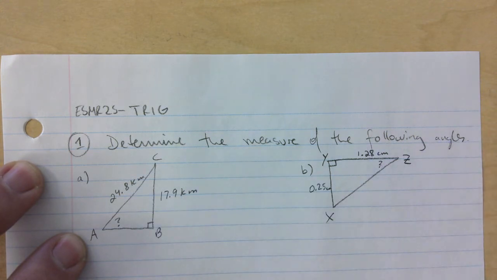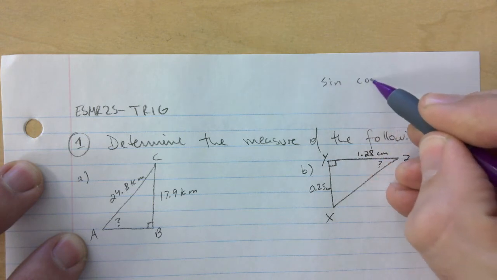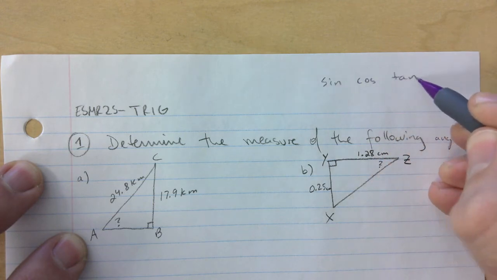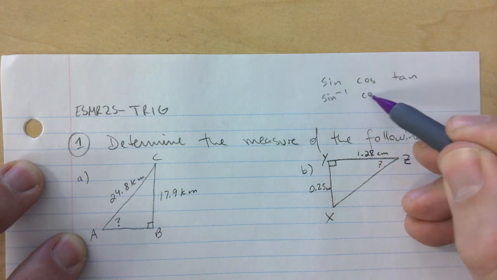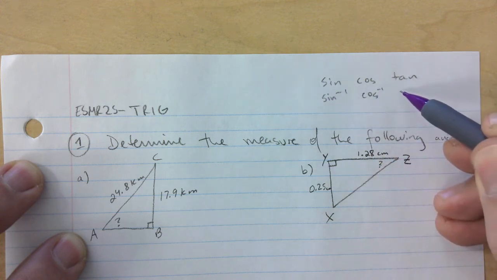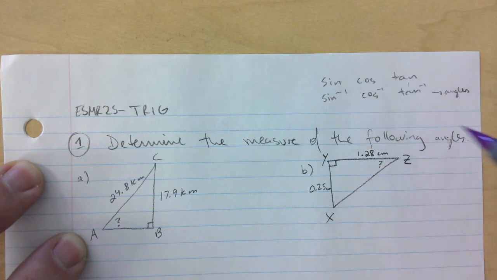So recall yesterday we started to talk about inverse functions. And what that means is that if you think of sine, cosine, and tan, those are trig functions, and each of them has their own inverse. Okay, angles, right? These ones will give you angles if you use the inverse.